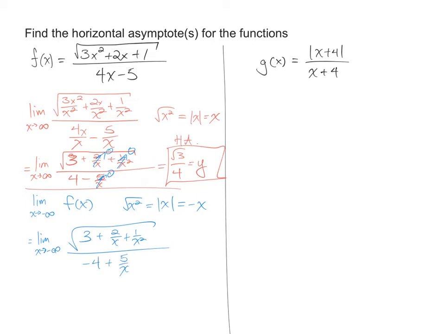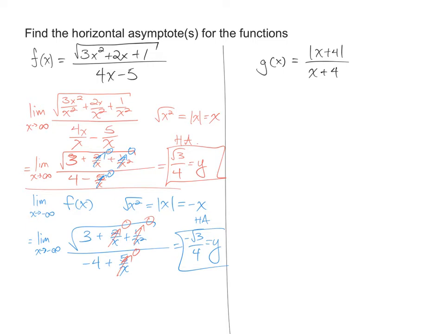plus 5 over x. And that changes in the denominator because now instead of dividing by x like we did up here, we're dividing by negative x. So 4x over negative x is negative 4. Negative 5 over negative x is positive 5 over x. And we can still say that that goes to 0, that goes to 0, that goes to 0. But now our limit is equal to negative square root of 3 over 4, which is the other horizontal asymptote.